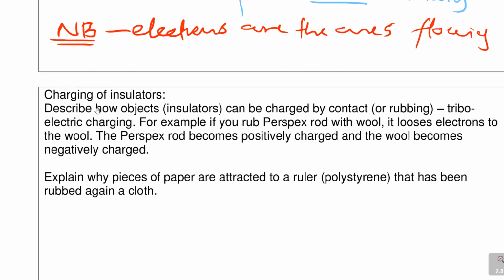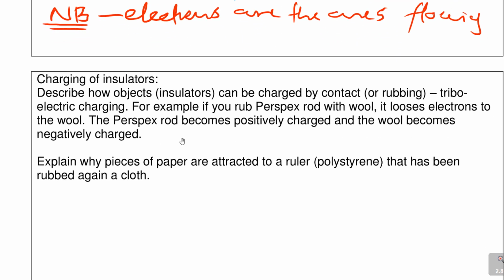Now let's move on to charging of insulators. It says describe how objects or insulators can be charged by contact or rubbing, which is called triboelectric charging. If you take a ruler, for example, and rub it against your clothes or your hair, you are charging that ruler, so it can gain electrons from your hair. For example, if you rub a Perspex rod with wool, the Perspex loses electrons to the wool. The Perspex rod becomes positively charged and the wool becomes what?